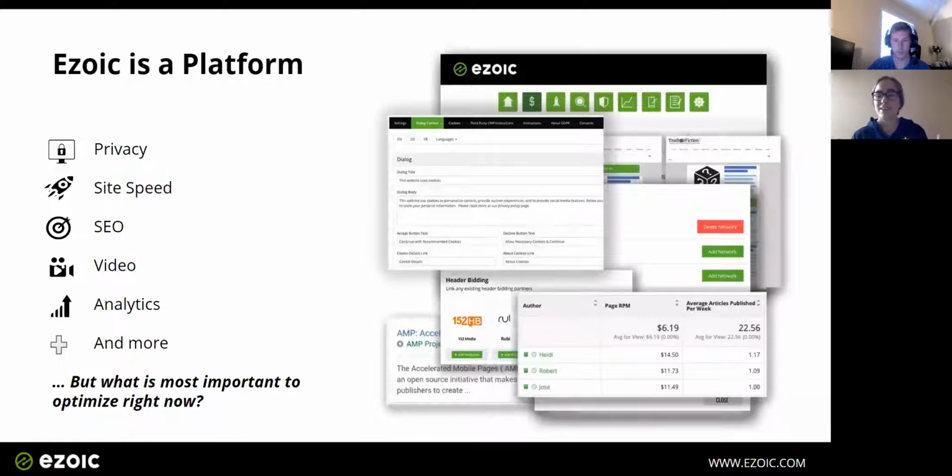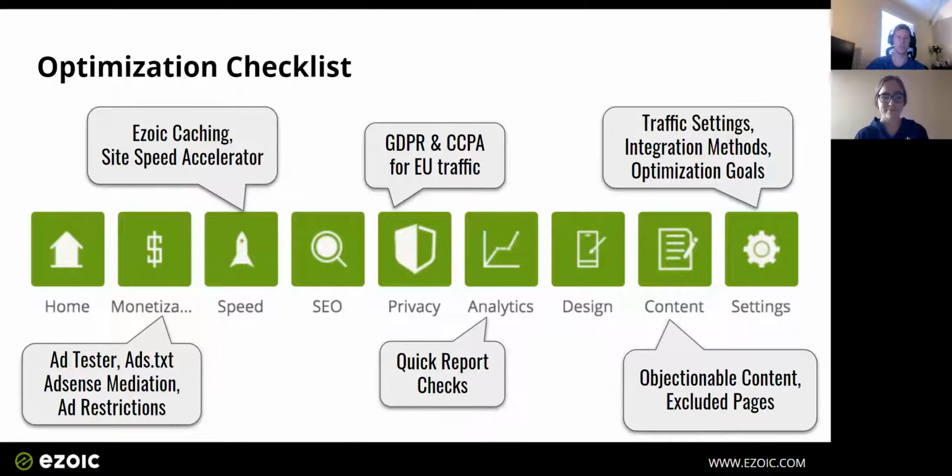We know that this is a lot to take in. Oftentimes you can look at your dashboard and wonder, what's the most important thing to have enabled right now or to look into? So we're going to show you exactly what we want you to track and optimize yourself. Perfect. This is our optimization checklist. These are all of the things that we run through on a daily basis. You can access this from your dashboard, but these are the main tabs we're going to go over: monetization, speed, analytics, content, and settings.